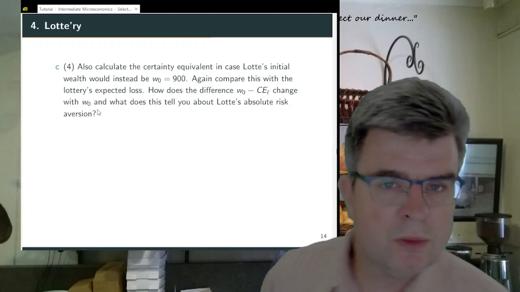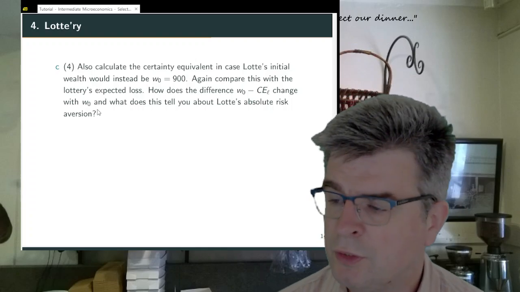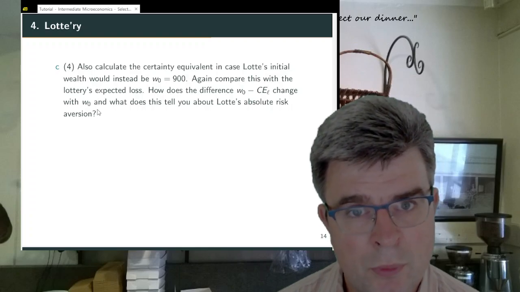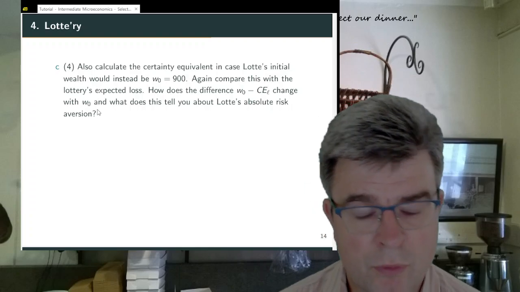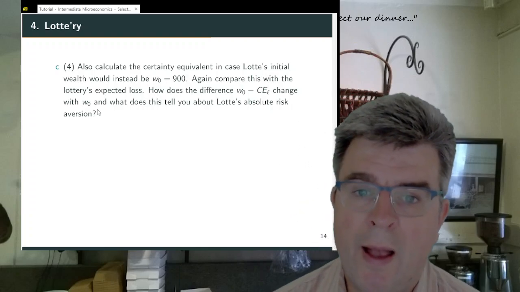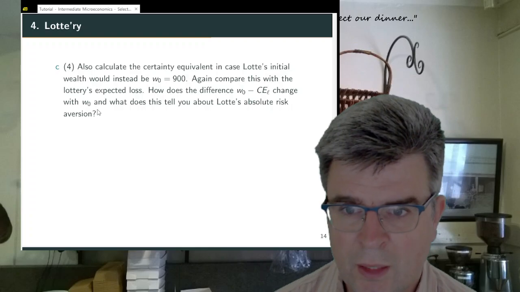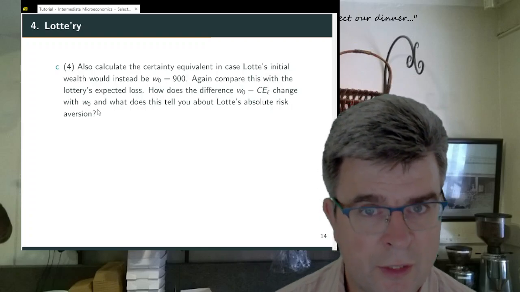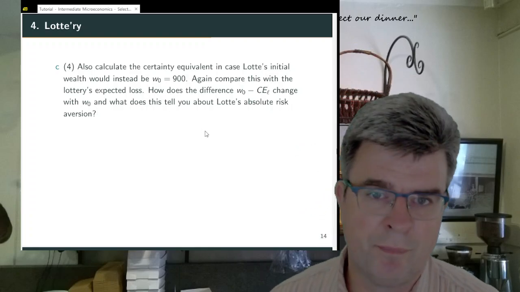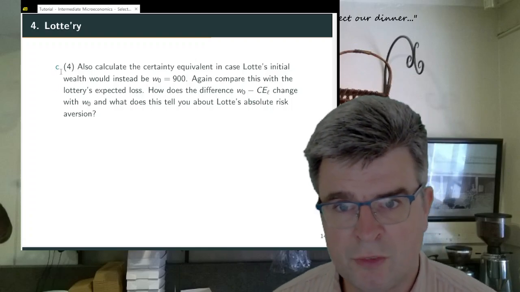So now suppose that Lotte's initial wealth is not 400, but that she's richer. So her initial wealth is 900. And then again compute the certainty equivalent. So what amount will now make her indifferent between facing the lottery or not, and also compare it to the expected loss. And how does the difference change with the initial wealth, and what does it tell you about Lotte's absolute risk aversion? Again, a number of questions in one sub-question, but none of them is very complicated.